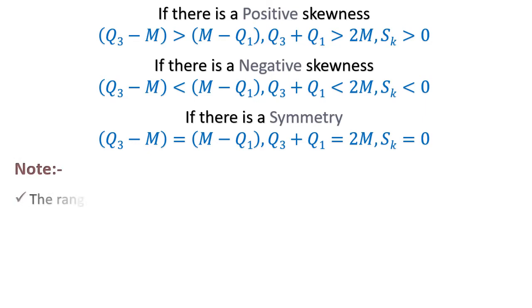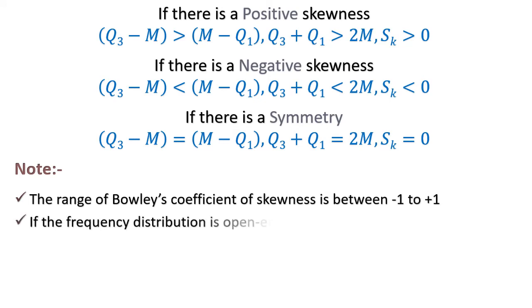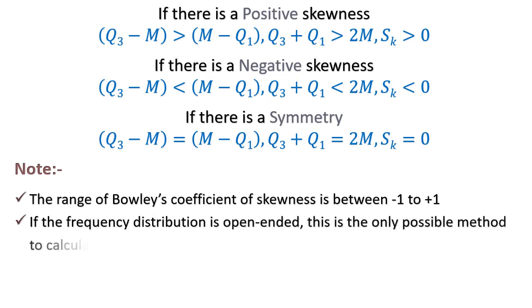Now note down certain points: the range of Bowley's coefficient of skewness is always between -1 and +1. If the frequency distribution is open-ended, this is the only possible method to calculate skewness and its coefficient. That means when the frequency distribution has open-ended classes, either with an infinite lower value or an infinite upper value or both, the only option available is Bowley's method.